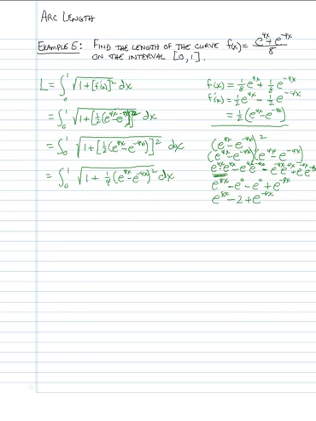Okay. So that's the value of this business right here, isn't it? So let's put this into the integral. We have the integral from 0 to 1 of the square root of 1 plus 1/4, and that binomial squared ended up being e to the 8x minus 2 plus e to the negative 8x.